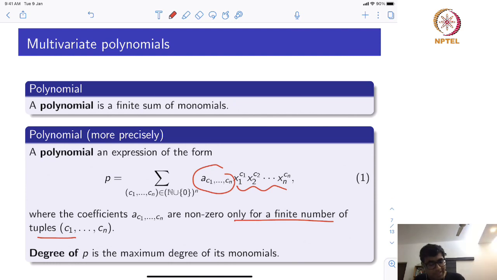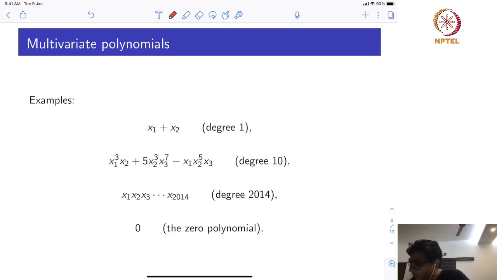And what is the degree of this polynomial? The degree of a polynomial is the maximum degree of its monomials. So, whatever is the maximum of the degrees of each of these monomials, that is the degree of the polynomial. So, for example, x1 plus x2, what is its degree? It is 1. For x1 to the power 3, x2, what is its degree? Here the monomial has degree 4, this is 7, 3, 10, this monomial has degree 5 plus 6 plus 1, 7, so the maximum is 10. Similarly, this is just one term, and 0 is the 0 polynomial, its degree is 0. Okay.